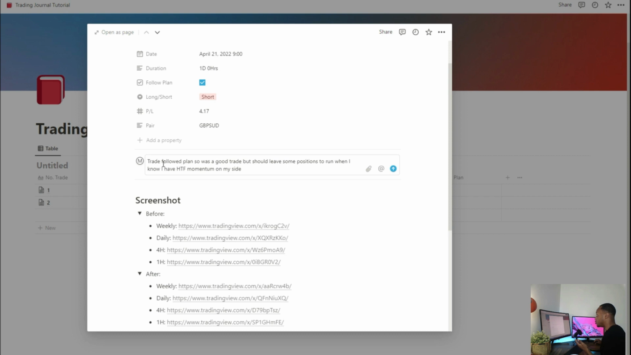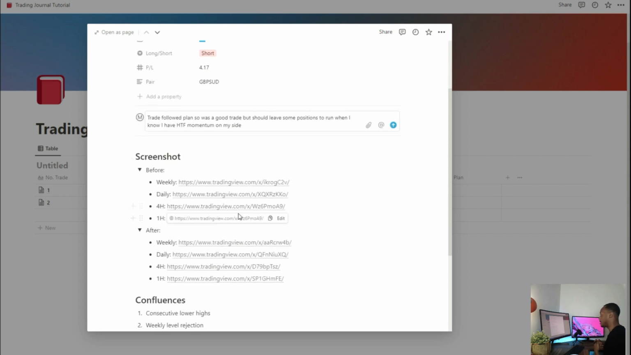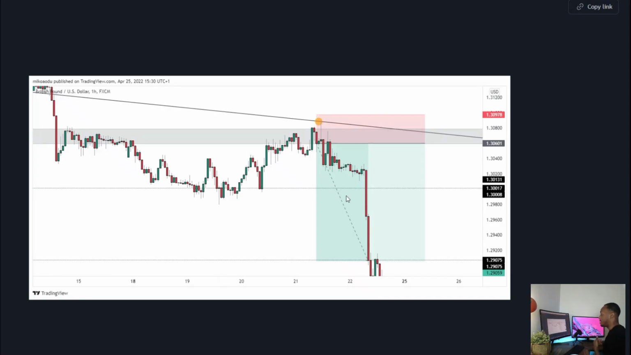Here I just put trade followed my plan, so it was a good trade, but I should leave some positions to run when I know the higher time frame momentum is on my side. For example, for this pound USD trade, I took this trade and price really did dump from here, and I knew that possibility was going to happen, but I didn't want to hold the trade because I thought it might retrace.